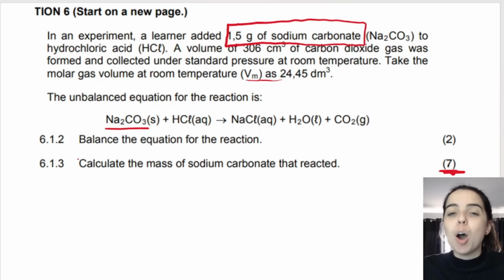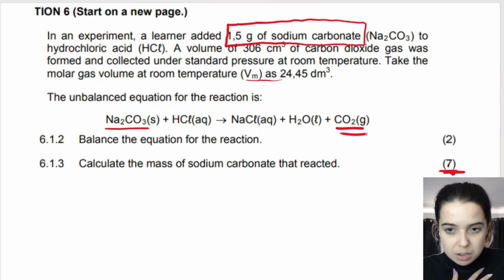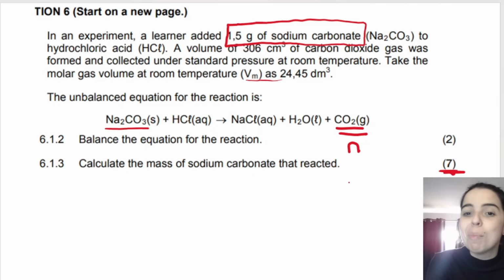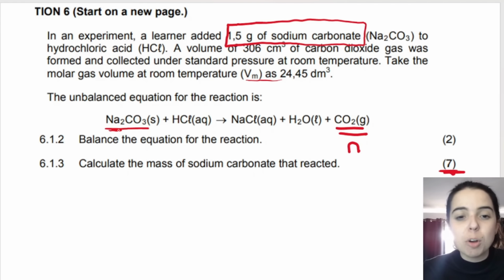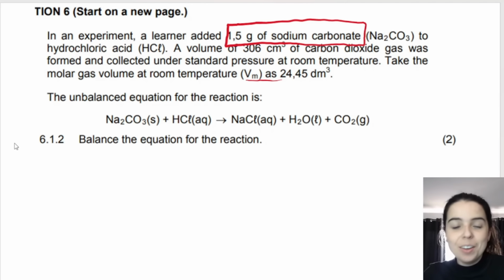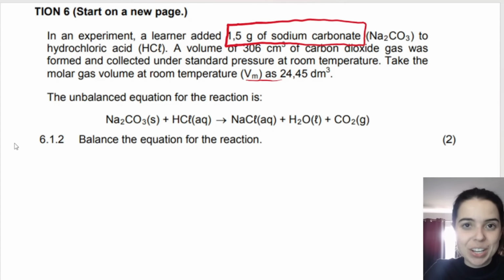In order to know how much actually reacted, we need to work backwards. So we need to take the product that they give us, which is carbon dioxide, and we need to convert that to moles. Once I know the moles of the product that was formed, what was actually created, we use a mole ratio to work backwards to get the moles of sodium carbonate that reacted, and therefore we can calculate the mass that reacted. We will see that it's not 1.5 grams. Let's do this. Firstly, let's balance this chemical equation.